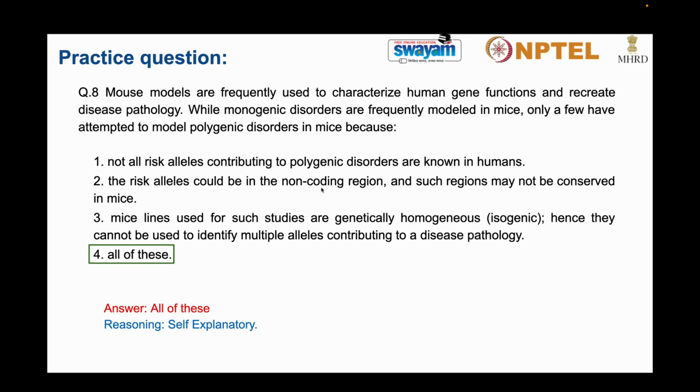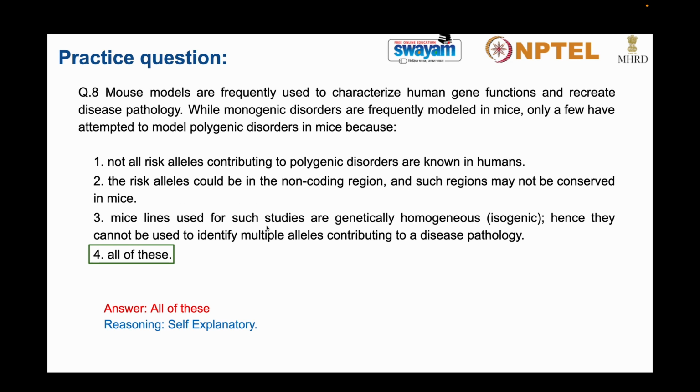Then comes the risk alleles could be in the known coding regions, and such regions may not be conserved in mice. So when we talk about model organisms, why do we use them? Because they represent some kind of similarity. But it doesn't mean that the mouse will contain the exact sequence as humans. So there could be variations in the known coding regions. So even if risk alleles are present in the known coding regions, as they are not conserved in mice, you won't be able to detect them.